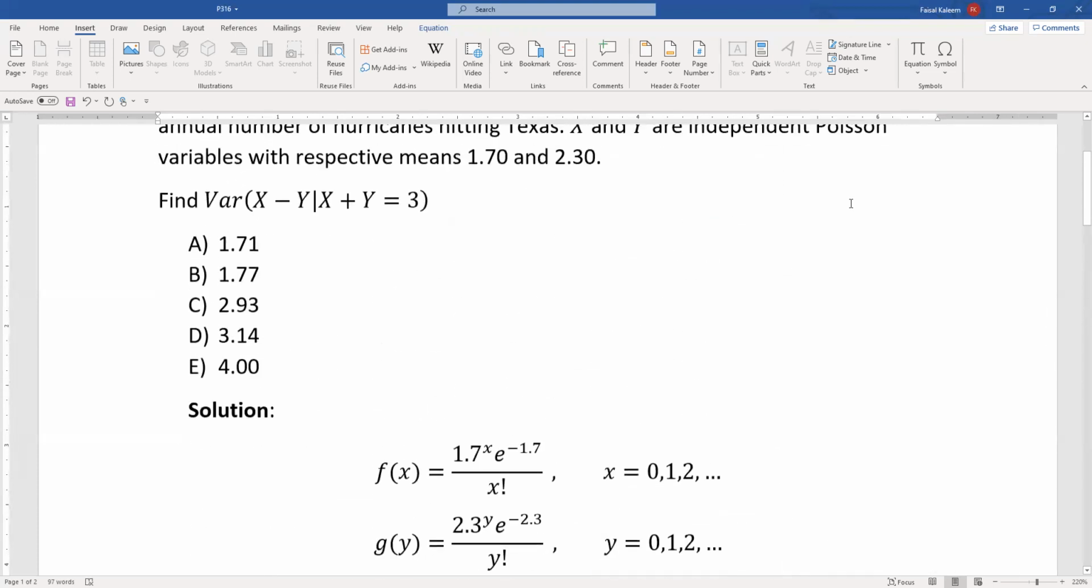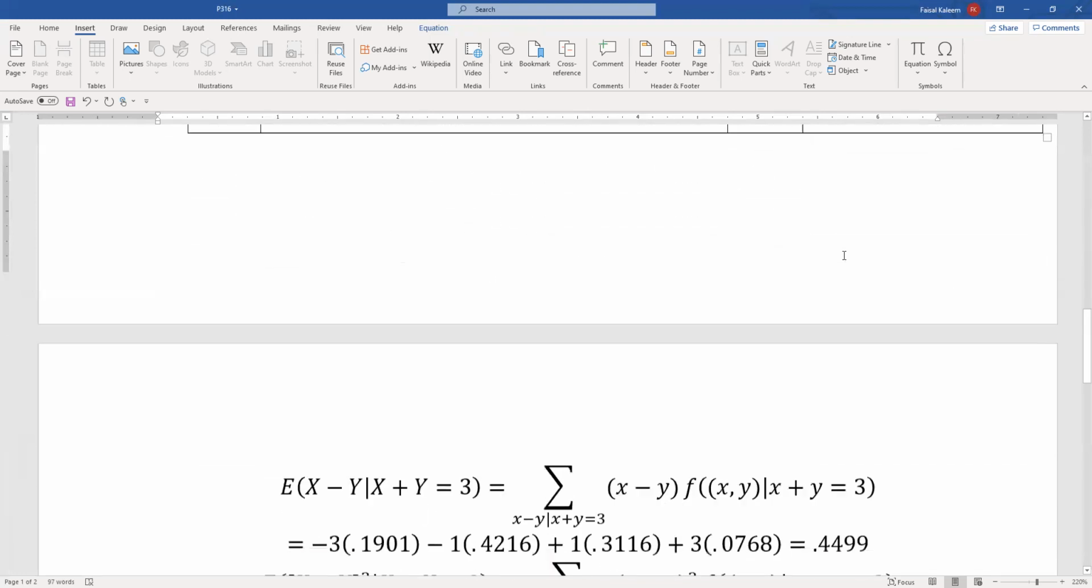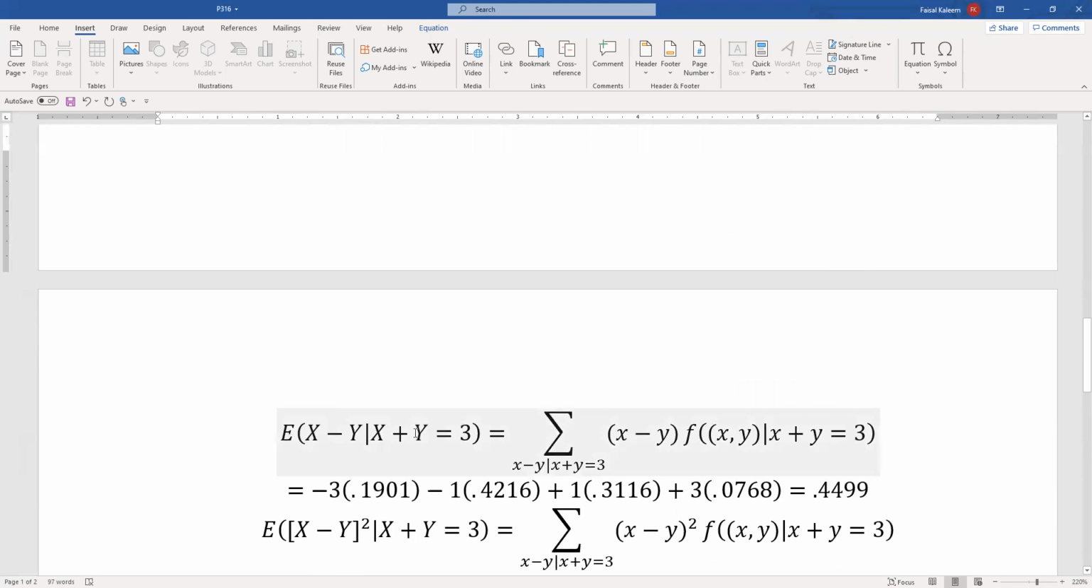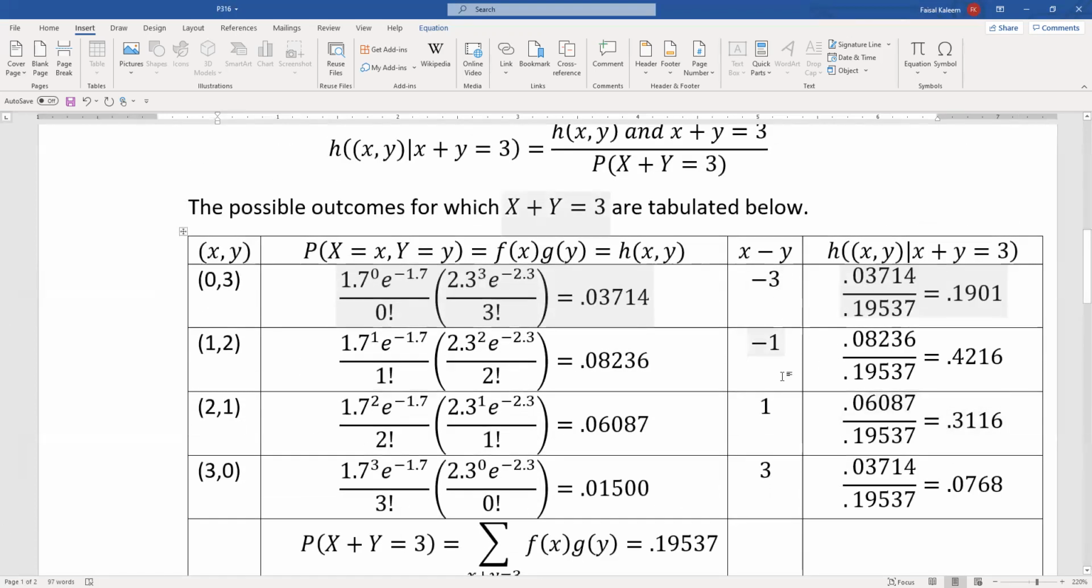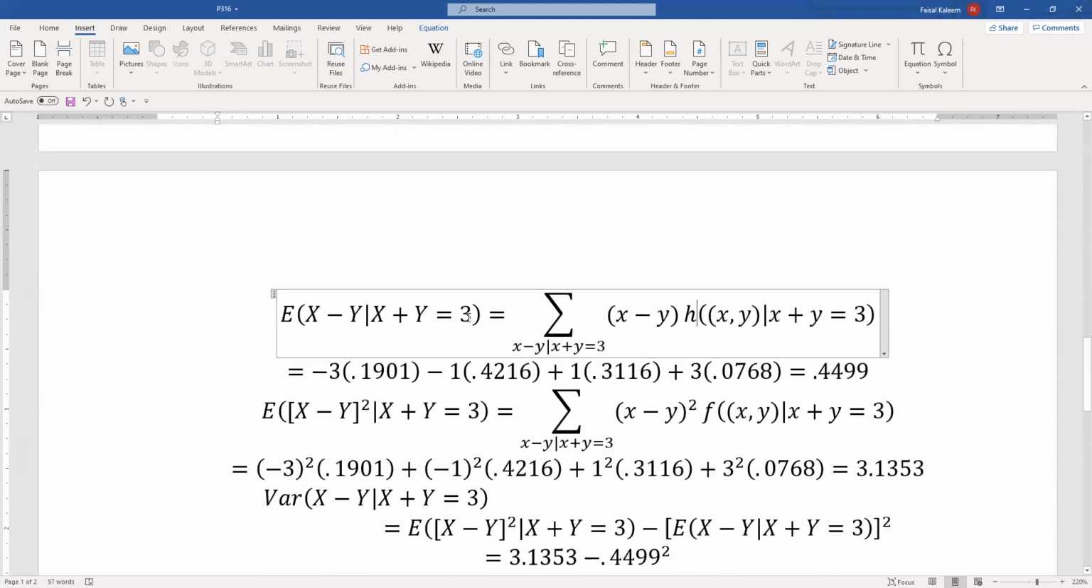The required thing was the variance of X minus Y given X plus Y equal to 3. So first find the expected value of X minus Y given X plus Y equal to 3. That is the summation of the X minus Y values against this PDF, h of x, y given X plus Y equal to 3. So negative 3 times this, plus negative 1 times this, plus 1 times this, plus 3 times this. That will be the expected value of X minus Y under these conditions, which comes out to be 0.4499.